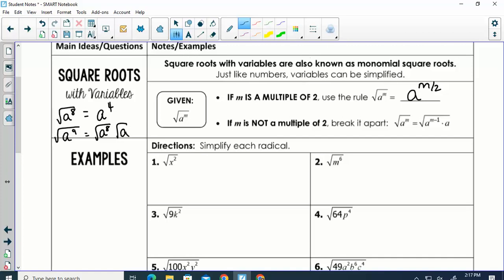So if you have 8 socks, we can make 4 pairs. But if you have 1 sock left, can you make a pair with that? No, so that one just stays under the radical. So if you have an odd power, one of them is going to stay underneath. You have an odd number of socks. You can't make a complete pair with that. It's left over.